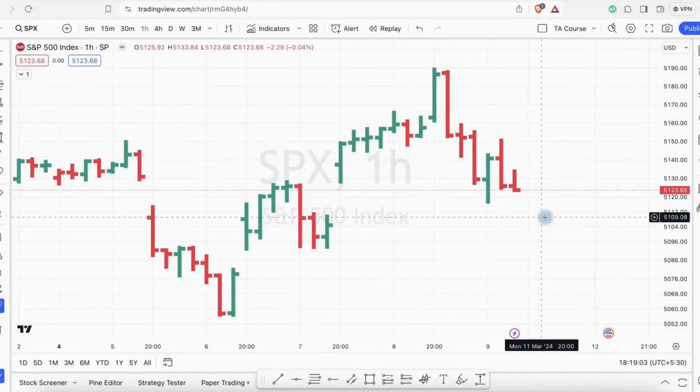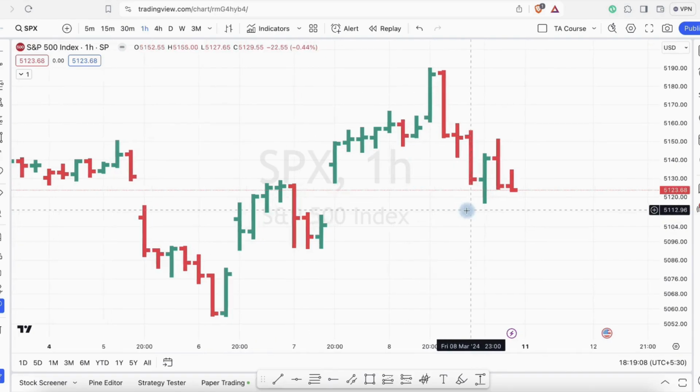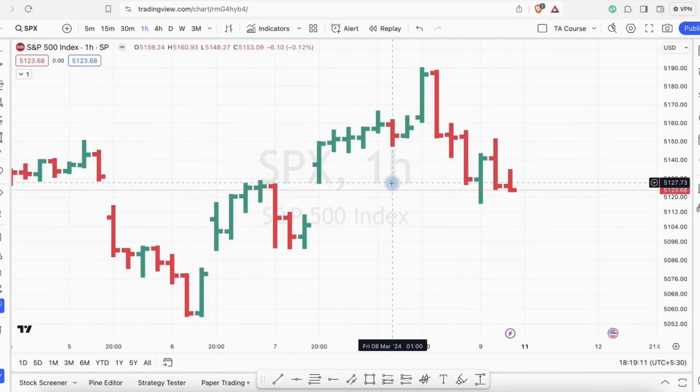So here I have an hourly chart of the S&P 500 open, and this is the current chart. If we take this as a reference point, for counting waves we always have to take a reference point, and we usually take a recent high or a recent low. In this case I am taking this low as a reference point for counting. Here you can see this is all green. So this is wave 1.